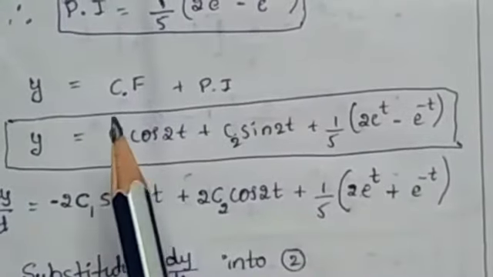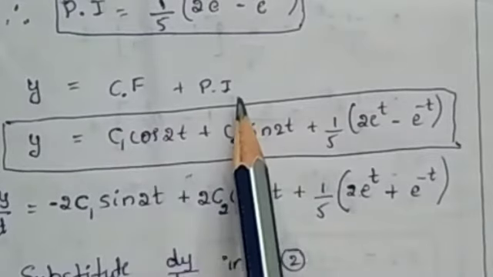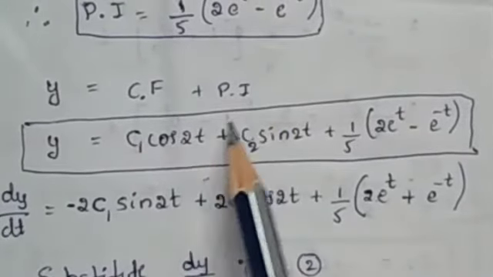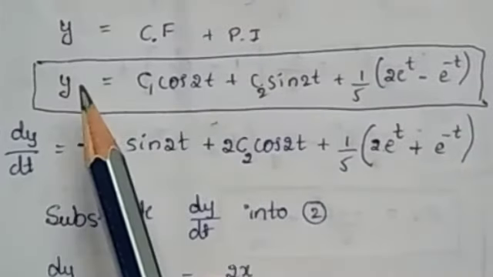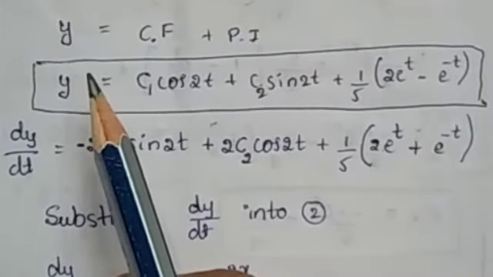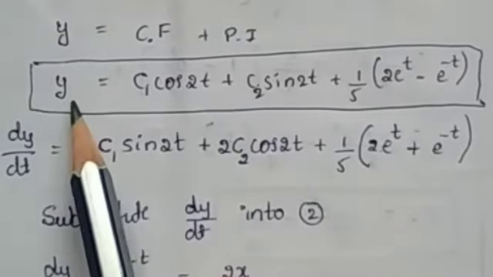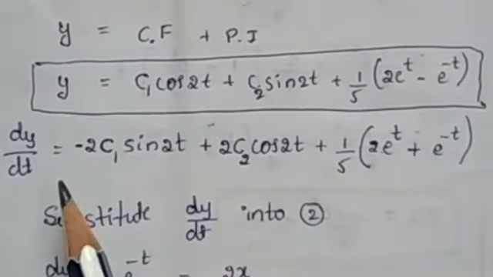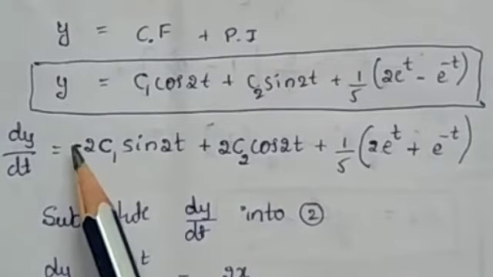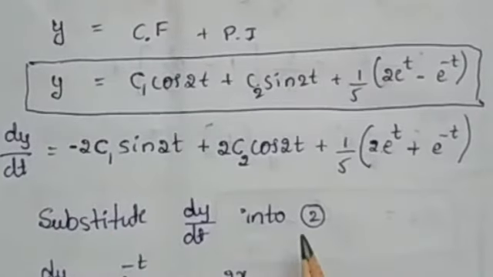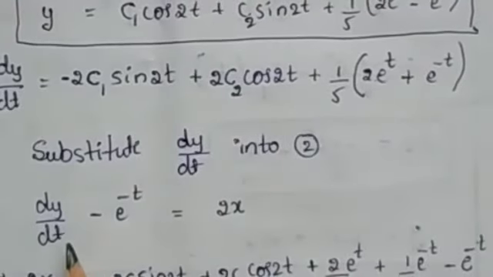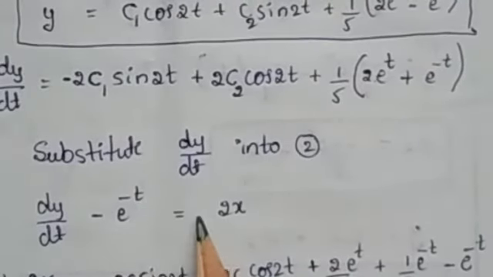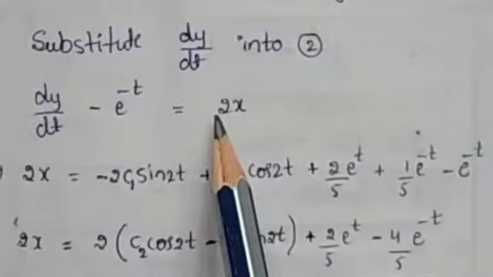So then y is equal to the complementary function plus the particular integral. You add both the complementary function and the particular integral, then you get the y value. If you want the x value, you differentiate the y value and you substitute y and dy/dt in equation 2.